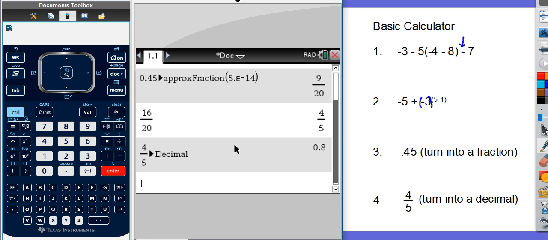So it's not to say that there's not a whole lot more that you can do in the calculator function, but these are just some very basic things that you're going to see early on in the year. And the better you get at these, the easier your life will be with this calculator. I hope this helps.